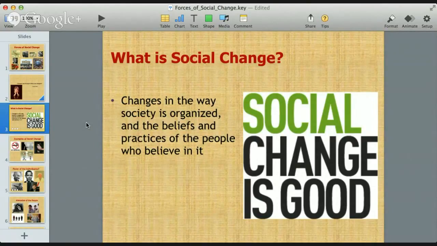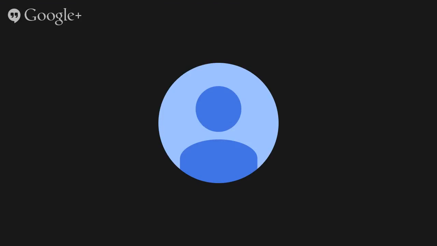But actually looking at what is social change, we would consider social change to be exactly what it sounds like, society changing. So anything that changes the way society is organized, the beliefs and practices of the people in it. And if you looked at the stuff before, we talked a little bit about social change and why society changes, even inadvertently.